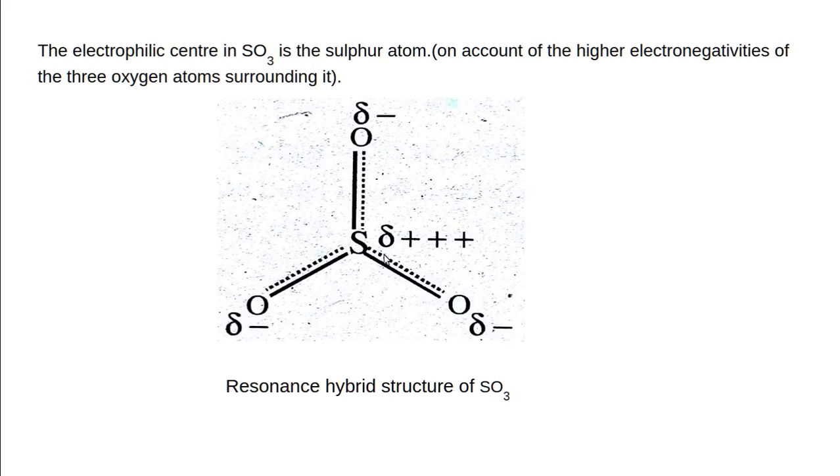There is partial positive charge on the sulfur atom. There is negative charge on the oxygen atoms. There are 3 such highly electronegative oxygen atoms. So the central sulfur becomes electron deficient. That is why it acts as an electrophile, because of the electron deficient nature that is obtained because of the presence of 3 adjacent electronegative oxygen atoms.